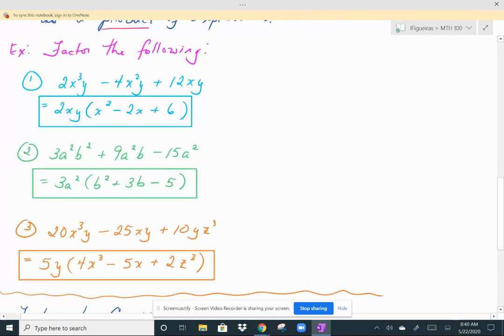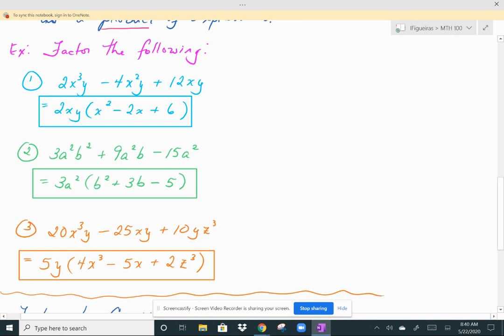So here's another one. We have 3a squared b squared plus 9a squared b minus 15a squared. The GCF is 3a squared. So they don't all have a b in common, but they do have an a squared in common, and the GCF of 3, 9, and 15 is just 3. So the 3a squared gets written at the beginning, and then inside the parentheses, you write what's needed in order to look like what's above. So 3a squared times b squared plus 3b minus 5 is your answer.